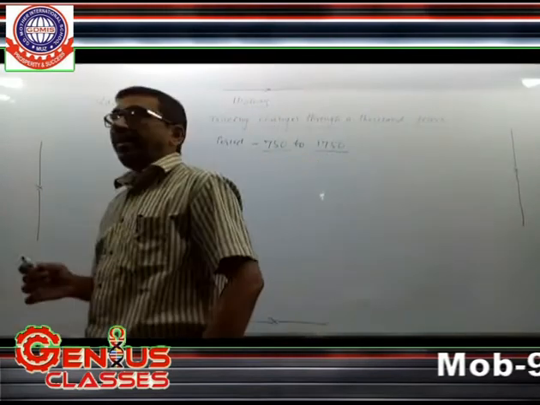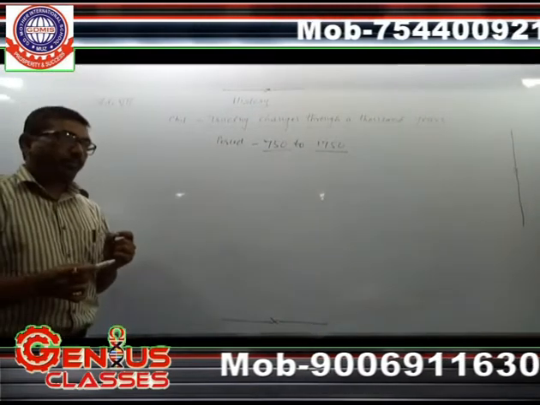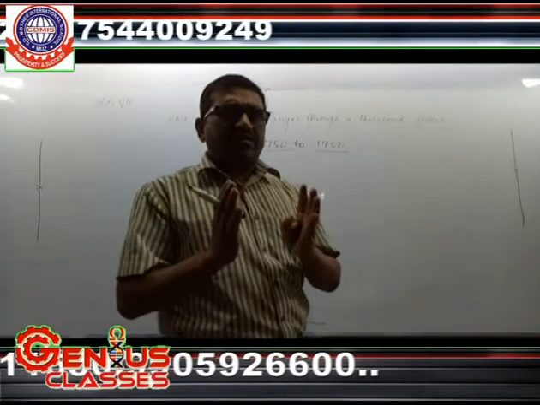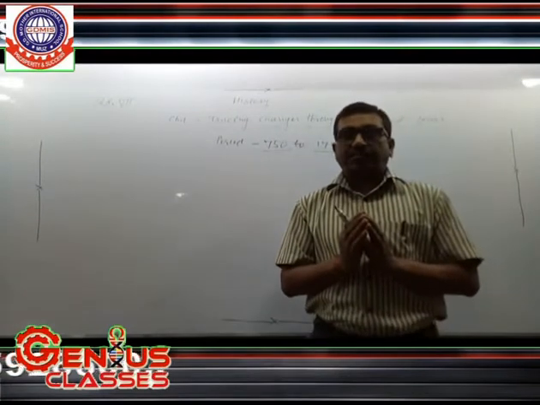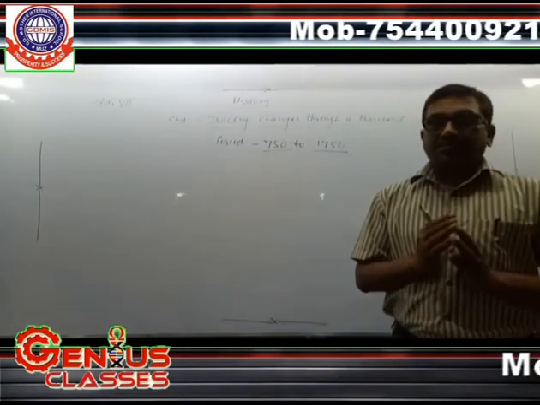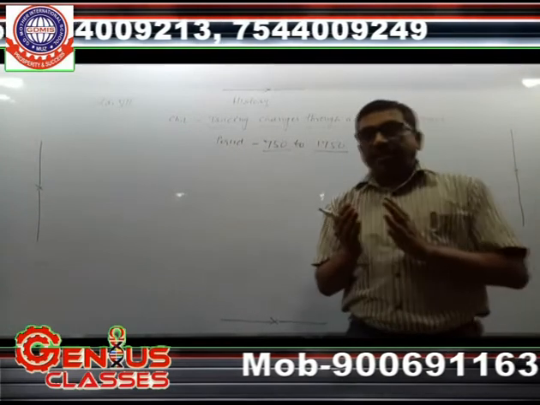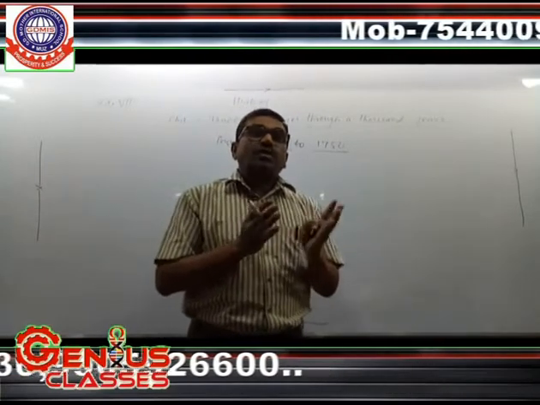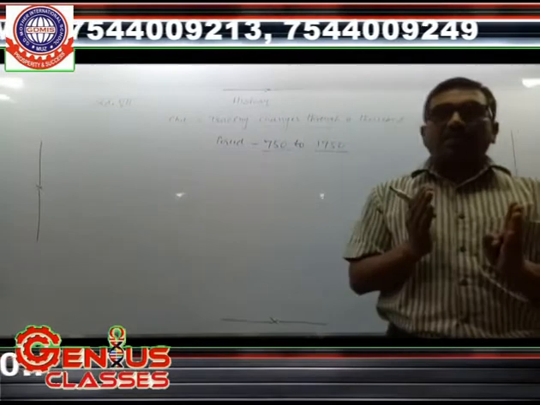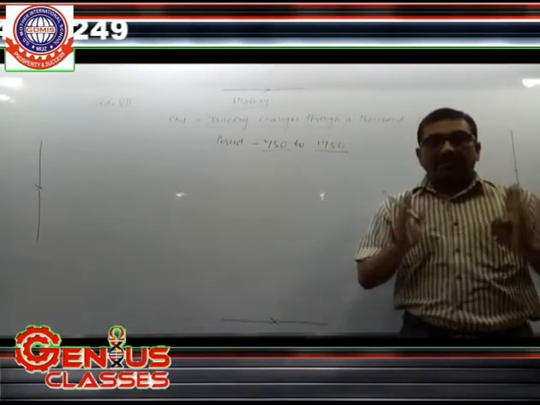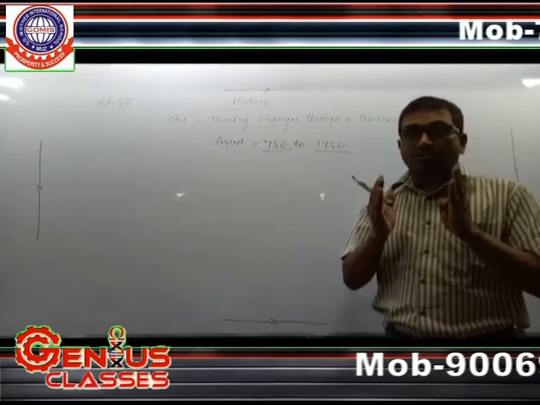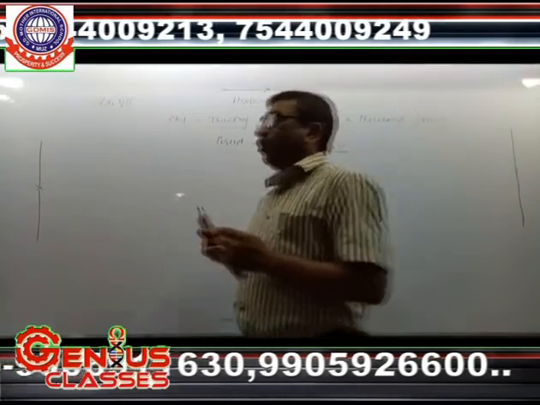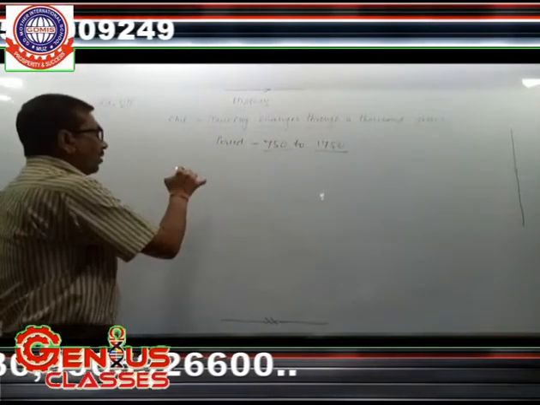Why 750 and 1750? We will read that history has been divided into three periods. Three periods on the basis of the ruler's religion, because there is no perfect timeline on which we can divide it. So we have divided the history. Historians have divided the history on the basis of rulers.